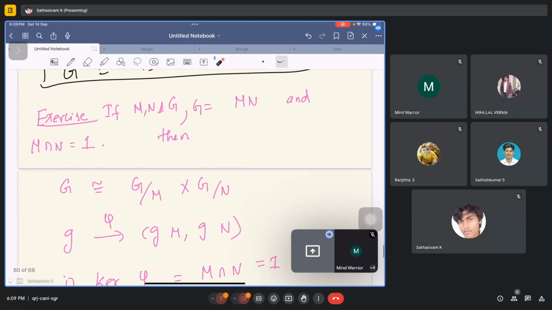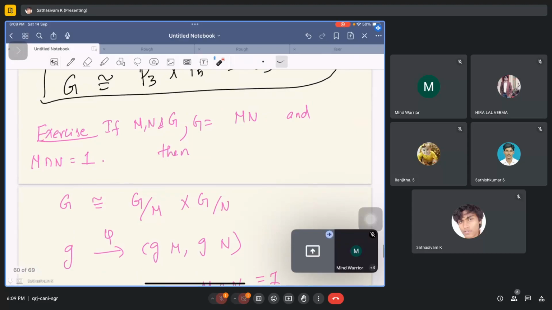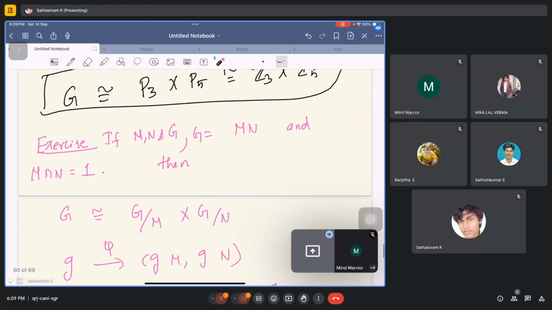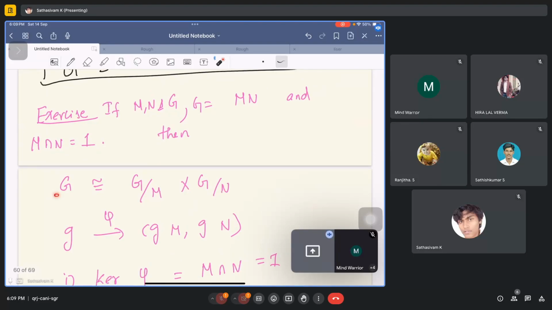So this statement you will probably study in ring theory also. This is called the Chinese remainder theorem, but in group theory also it is there. In ring theory, instead of the normal subgroup, some ideal will come, but let's not worry about that. This theorem will be useful, so you can try to remember it. If you have two normal subgroups M and N of G, and if your group can be written as the product MN, then you can write that G by M intersection N is isomorphic to G by M cross G by N. Okay, so this is the theorem. In particular, if M intersection N is equal to 1, then your group is isomorphic to this.